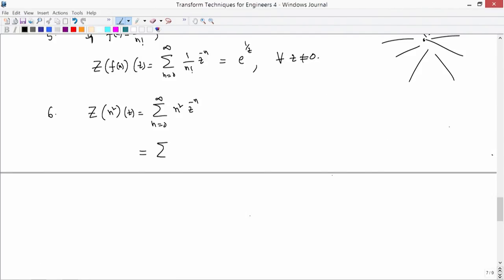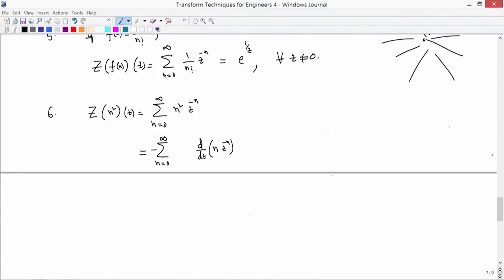So, you can write the sum over n from 0 to infinity of n times n z to the power minus n, as d/dz of n times d/dz of n into e to the power n z to the power minus n. So, what is this? This will give you minus n square, minus n square, right.